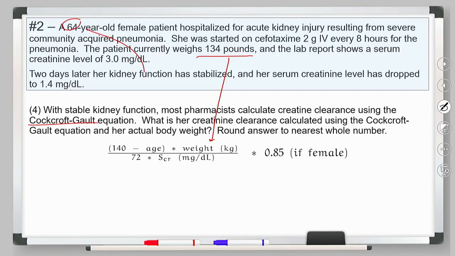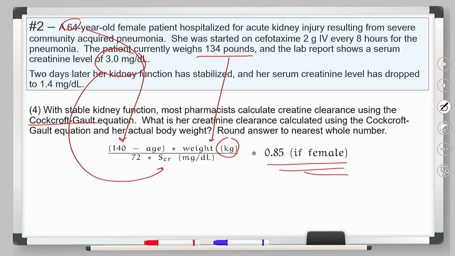We are still factoring in the age. And we certainly are still factoring in that serum creatinine value here. So we have 3 factors that we have to use in this formula. And then don't forget, since this patient is female, to do your little adjustment factor at the end. I'll give you a moment to do that. Just remember to use the weight in kilograms, please. And calculate her creatinine clearance now.